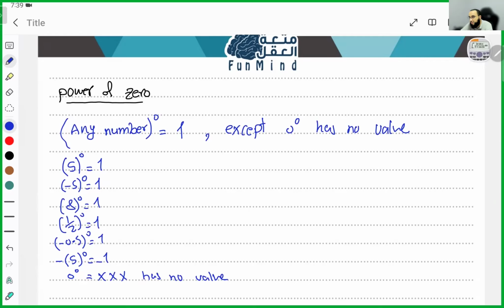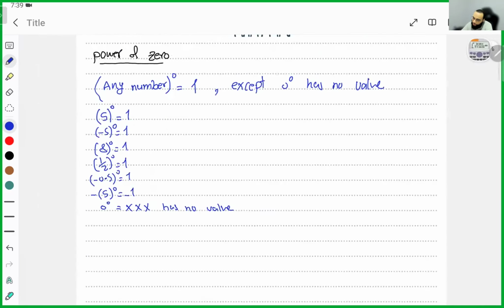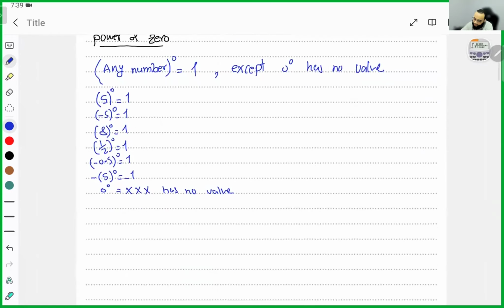Because it's equal to 0 divided by 0. Any number power of 0, like 5 power of 0, looks like something, for example, 5 power of 4 over 5 power of 4. It's a division question. We keep the 5 as itself, the base, and subtract the powers because it's a division question, while in multiplication we add the powers. Then it's 5 power of 0.